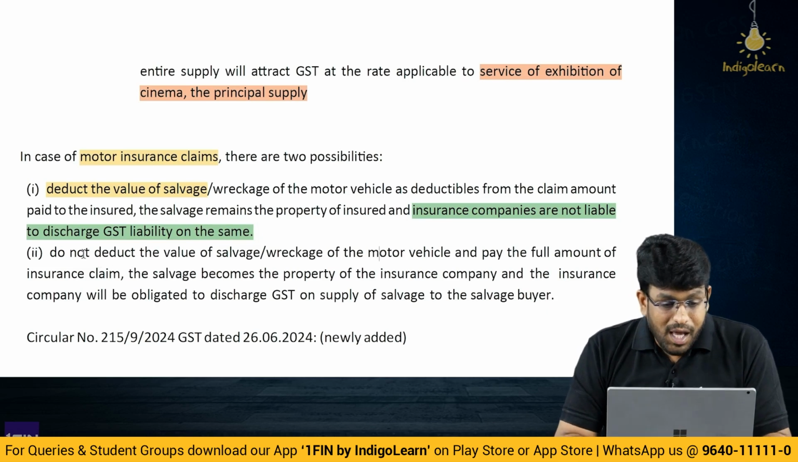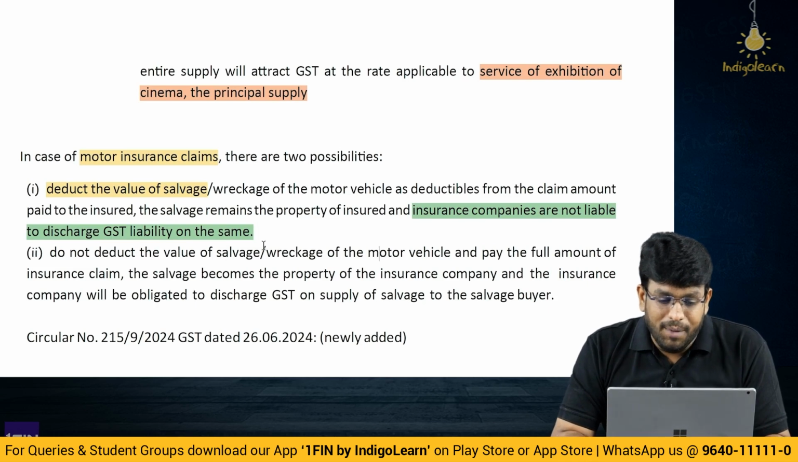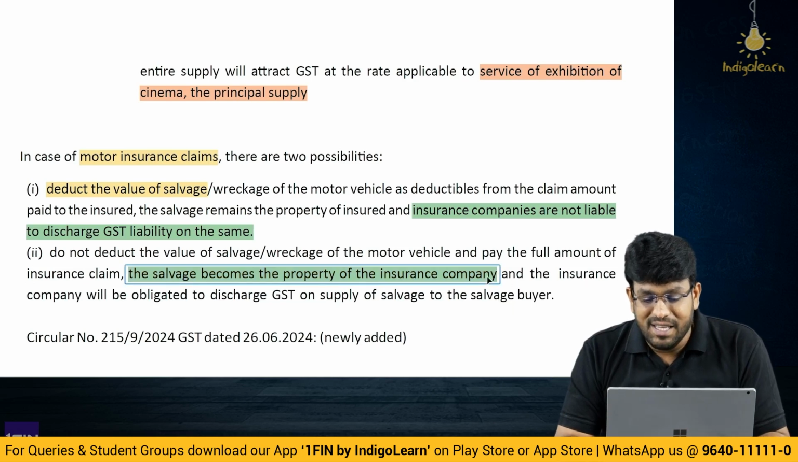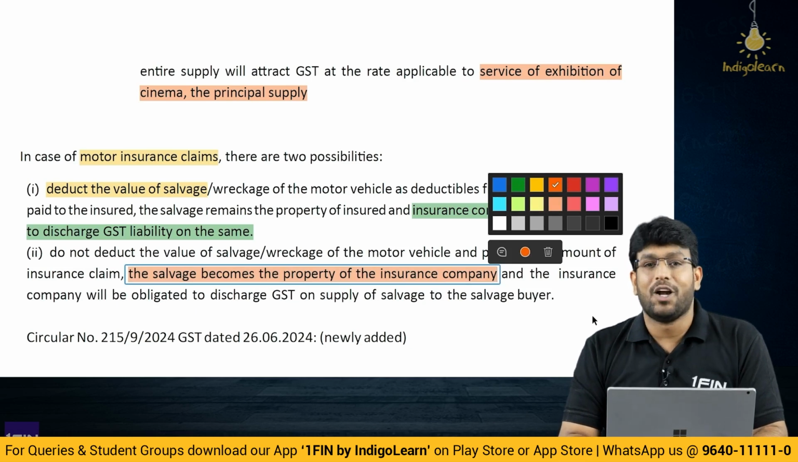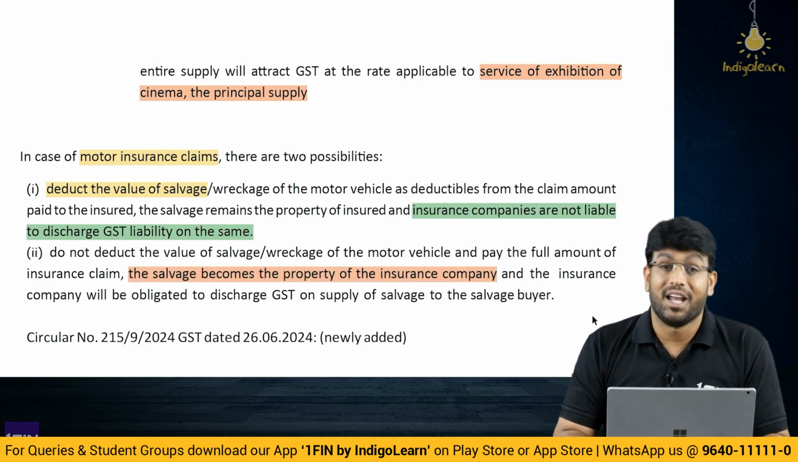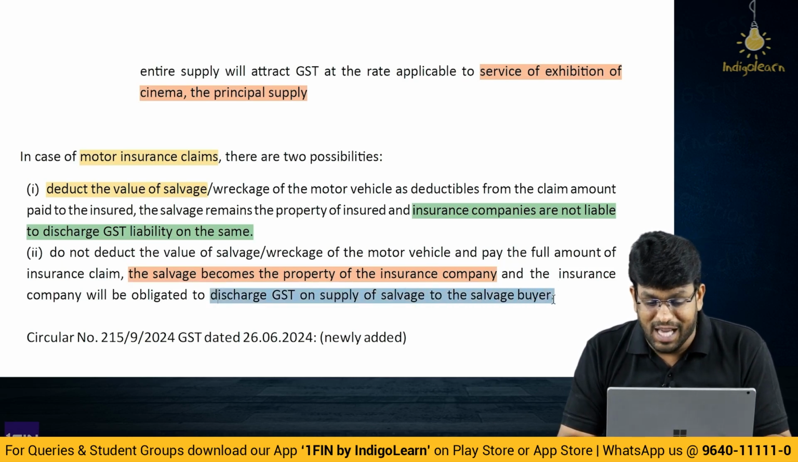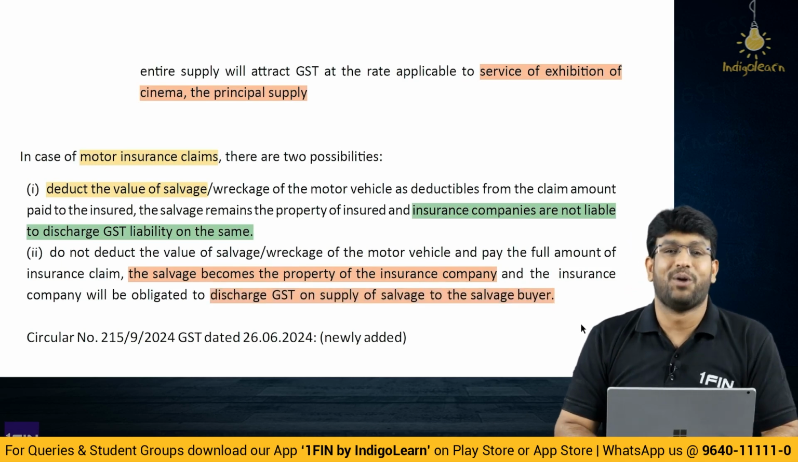Next situation. They do not deduct the value of salvage and pay the full amount of insurance claim. Then the salvage becomes the property of the insurance company. And once the salvage or the scrap goes into the hands of the insurance company, they will not keep quiet. They will sell that salvage. Correct, my dear friends? And the insurance company will be obligated to discharge GST on supply of salvage to the salvage buyer. A very interesting point.